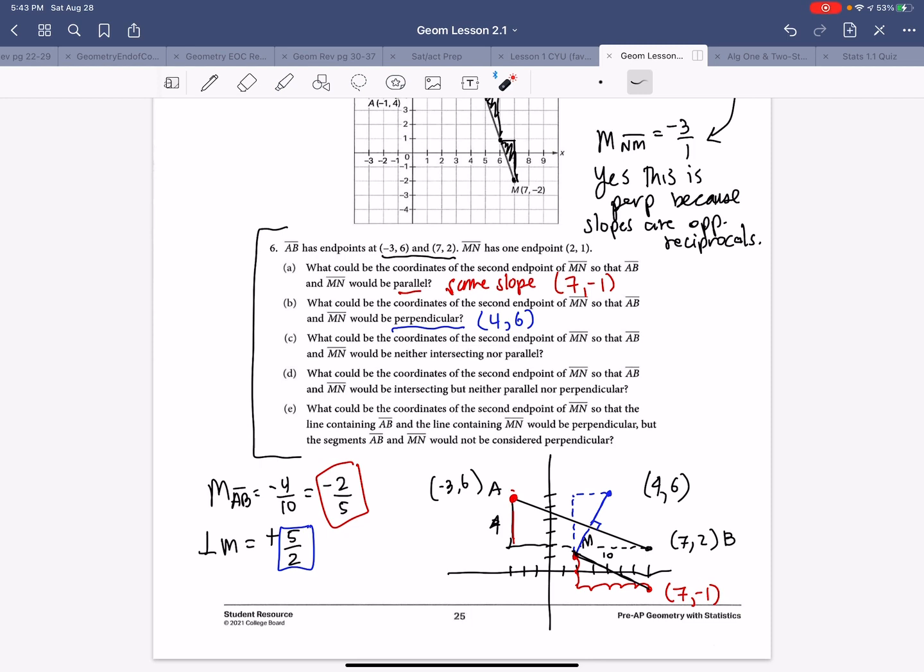One easy one though is if we went through 0 and M, it's going to be neither. It's not the same slope as this original line. And again, I don't want to lose track of this is our original line and this is our original point. If the other end of MN was the origin, it would definitely be neither. So I'm going to use that. The next one says, what could be the coordinate of the second point so that AB and MN would be intersecting?